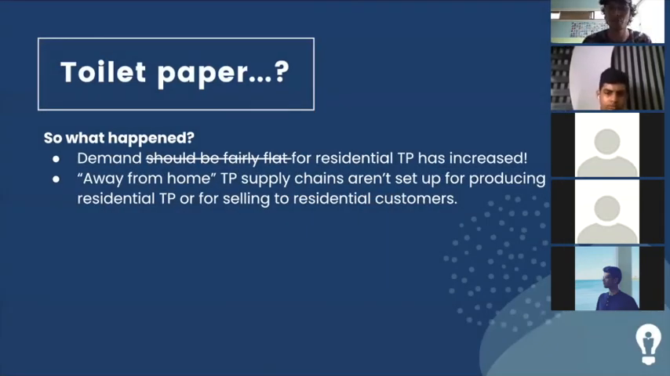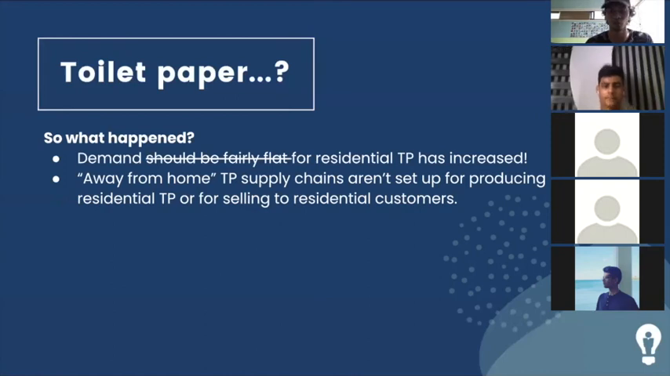So there's another thing which we can look at in terms of the toilet paper supply chain. When we look at toilet paper, there are two different sectors. There is the residential toilet paper and also the toilet paper which is used by commercial places, which would include malls and public spaces. So the quality of the two is completely different.